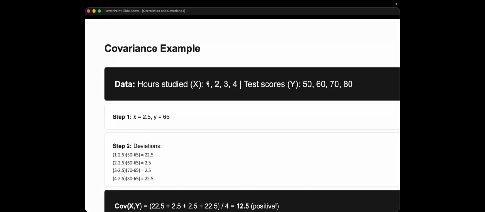So the person who studied 1 hour got 50, the person who studied 2 hours got 60, 3 hours 70, 4 hours got 80. Do you think this is a positive or negative correlation? Or covariance? Let's say covariance. Is this positive or negative? It's clearly from the data that we have here a positive covariance, right? Now, why? Because the more hours you study, the better score you will get.